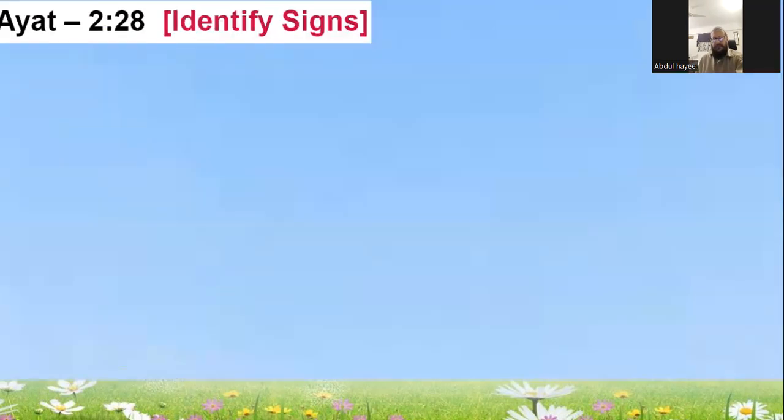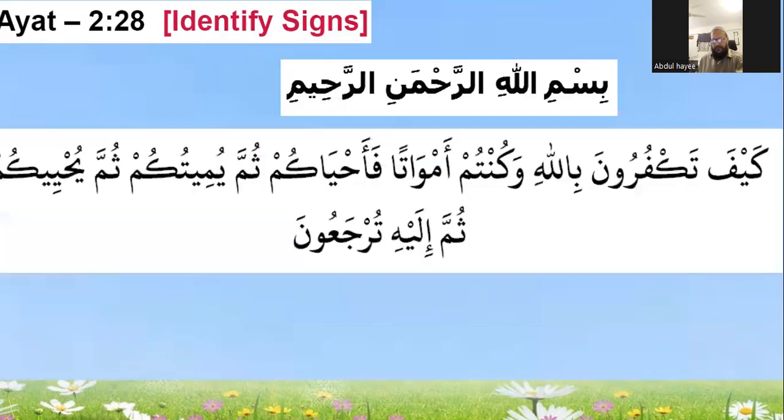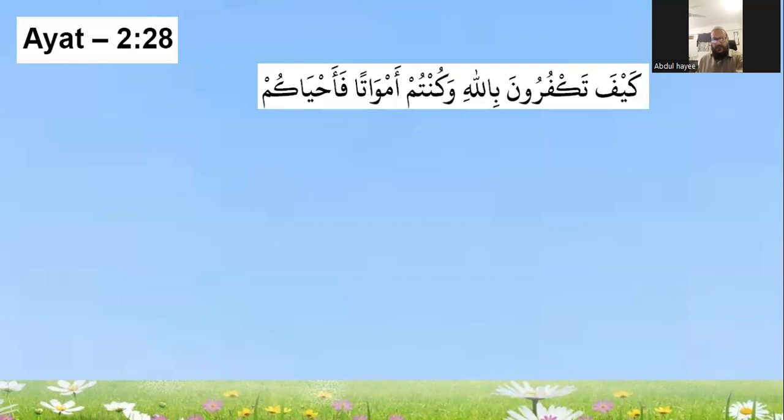Yes. The next ayat, the last ayat of today, is ayat number 28. Bismillahirrahmanirrahim. كيف تكفرون بالله وكنتم أمواتا فأحياكم ثم يميتكم ثم يحييكم ثم إليه ترجعون. Let's break it. كيف is a single word. Please break the word تكفرون.